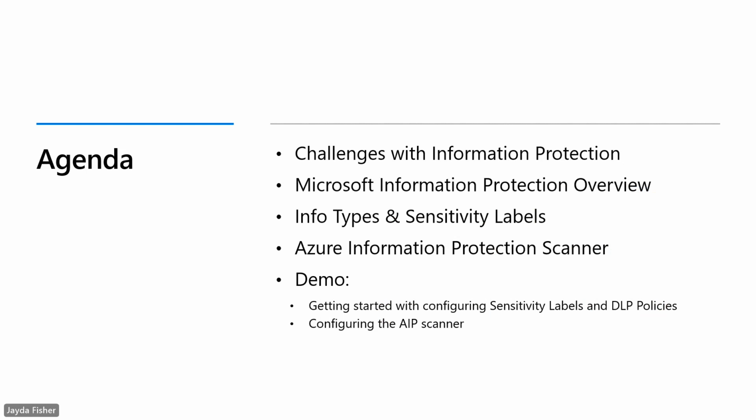So before we dive into the technical details, which we'll be sharing today, I wanted to first start with identifying some of the challenges that we've seen with information protection, as well as how Microsoft's information protection solution can support some of those challenges. Then we'll dive into info types and sensitivity labels, as well as Azure Information Protection Scanner. James Wood will be covering that portion, and then Ryan Ding will carry us out in a demo teaching us how to configure sensitivity labels and DLP policies, as well as configuring the AIP scanner.